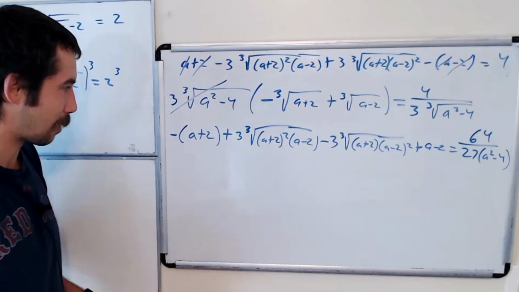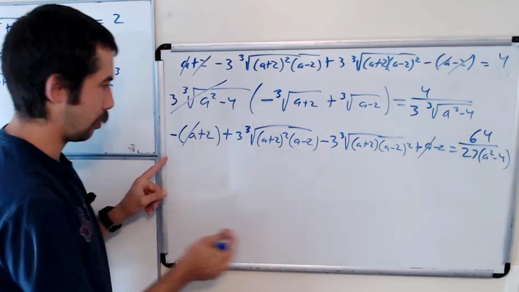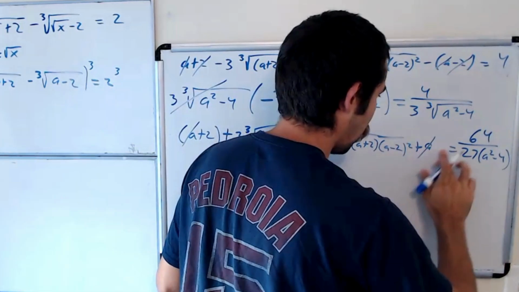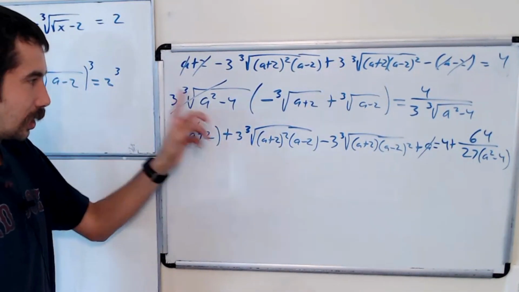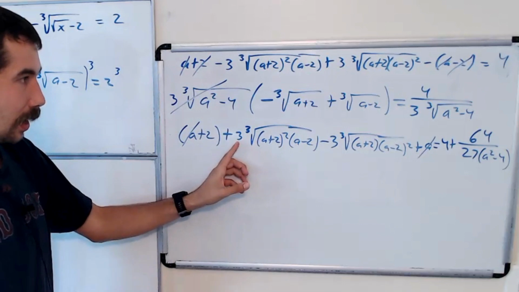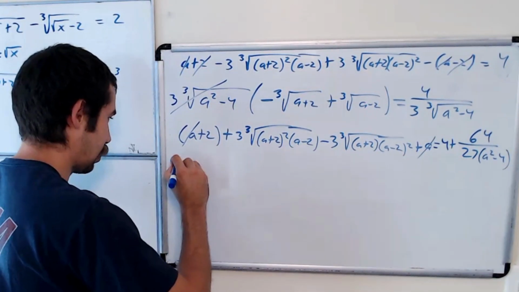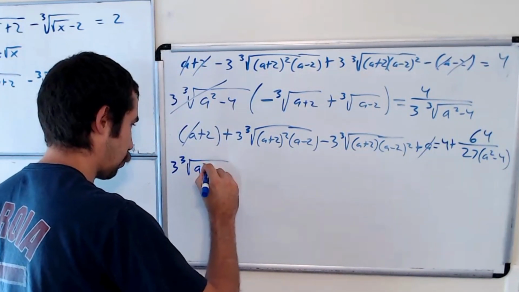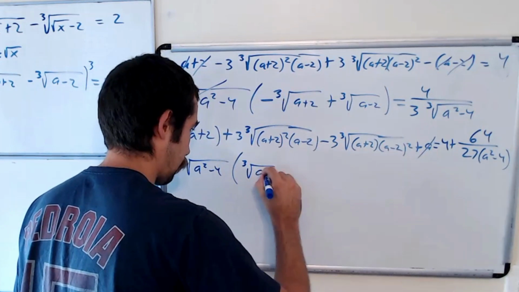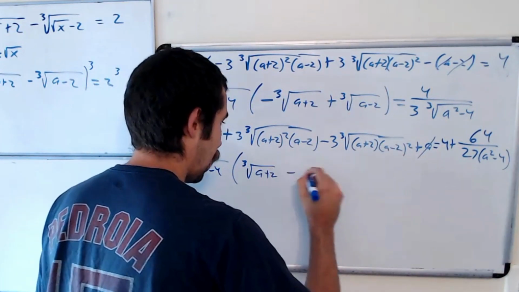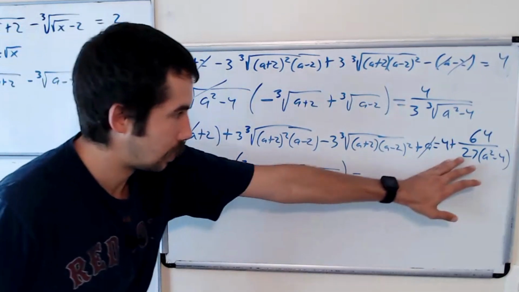Okay, and again, like before, let's cancel out whatever we can. Negative a plus a cancels. And then we have minus 2 minus 2. So that's going to be just minus 4, and we'll add it to the other side. So 4 plus all of that. And just as before, let's factor out a 3 times the cube root of a squared minus 4. So 3 times the cube root of a squared minus 4, times the cube root of a plus 2 minus the cube root of a minus 2, is equal to this right-hand side.